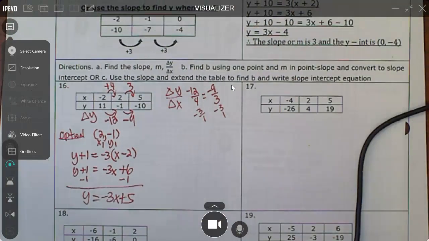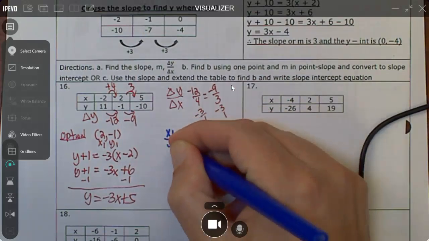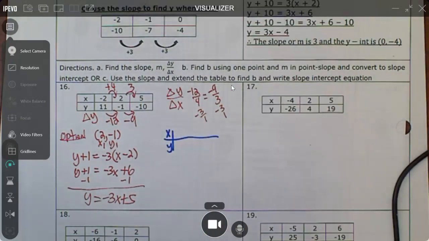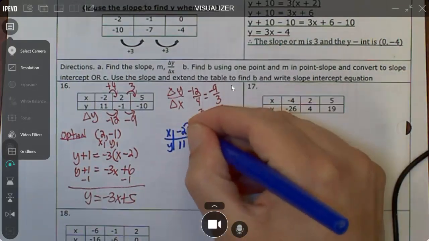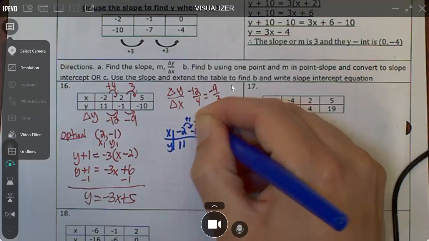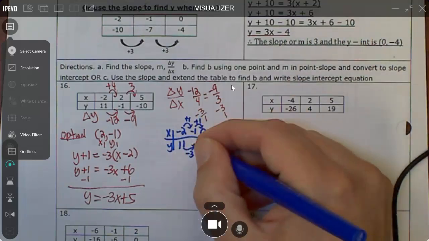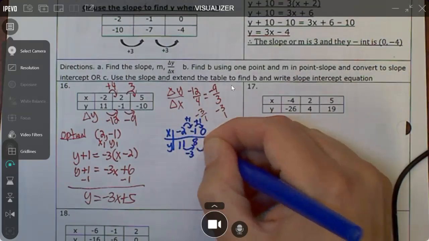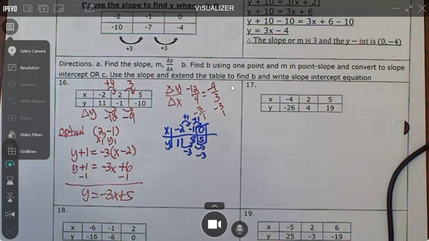Okay, option 2. You could go up 1, down 3, down 3, and there you could find B is 5. It's really up to you.